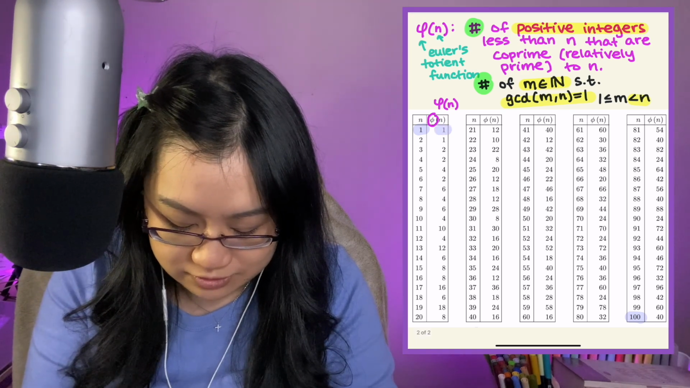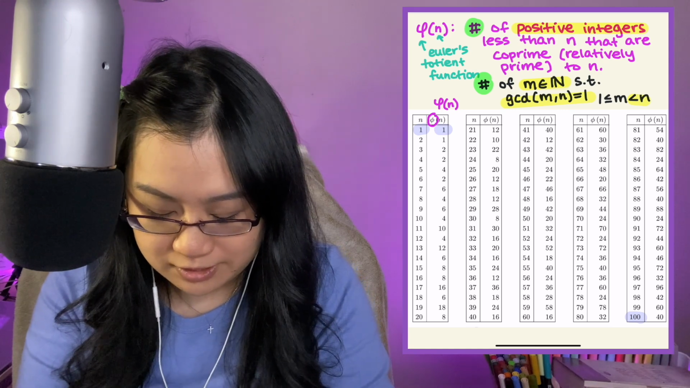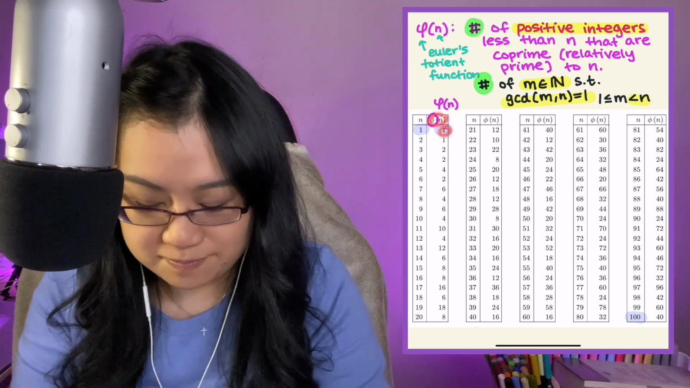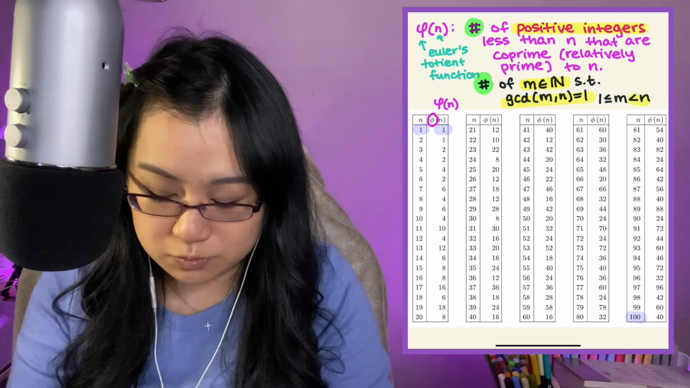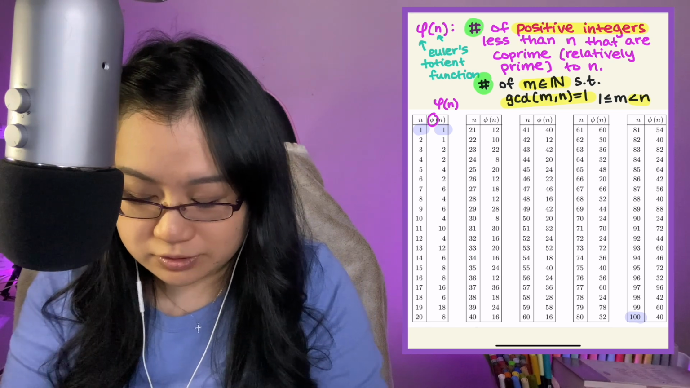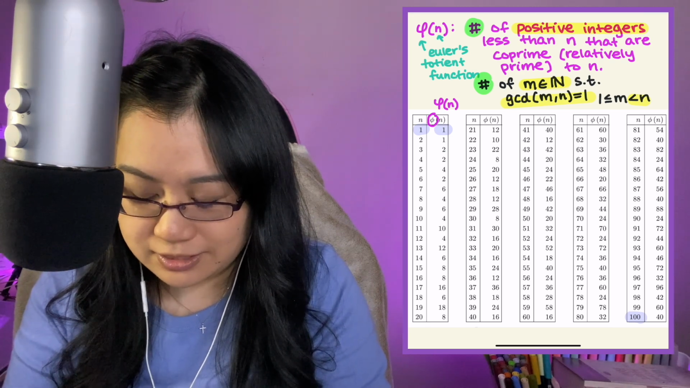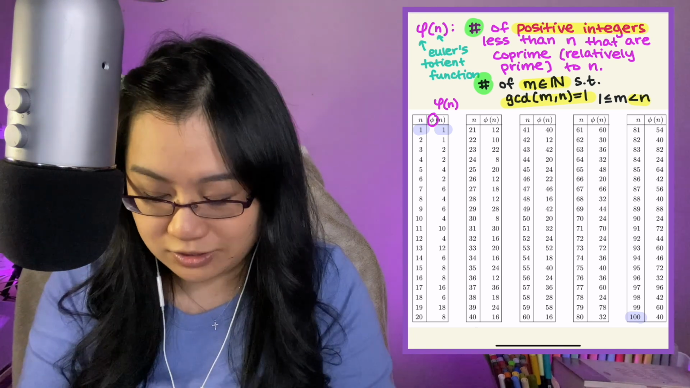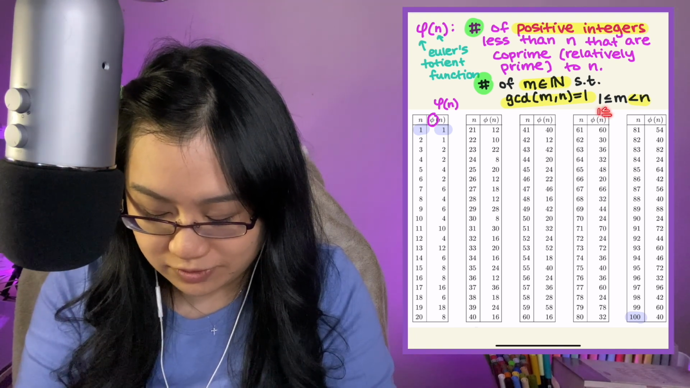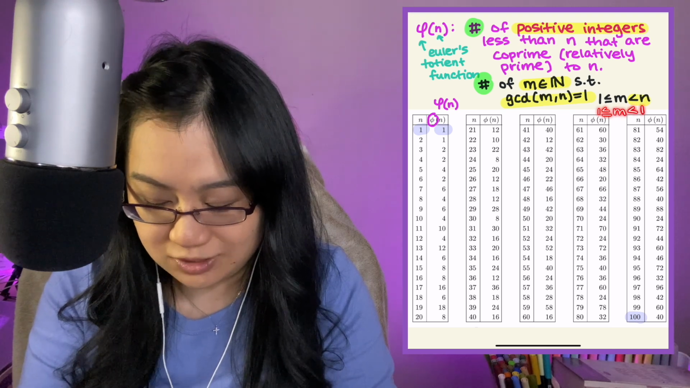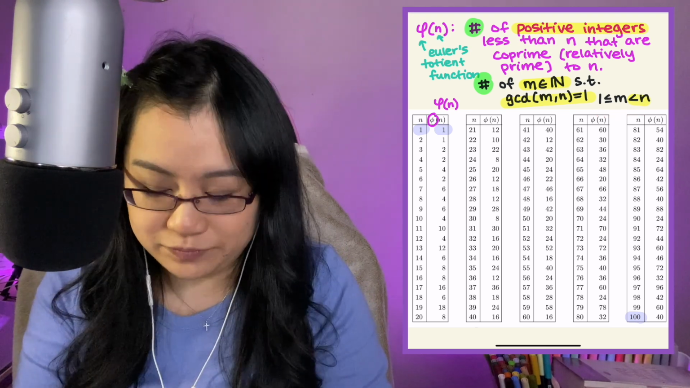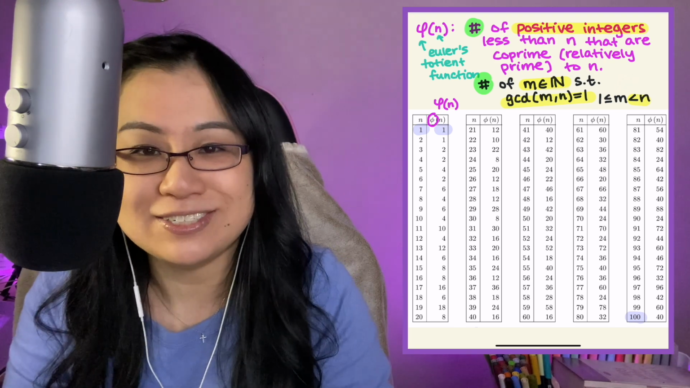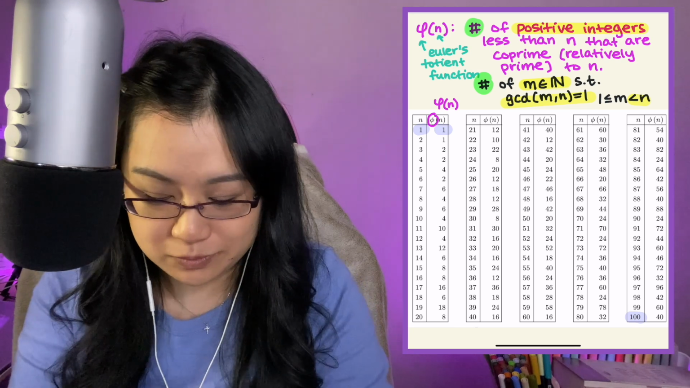You can see here that for n equals 1, phi of 1 is going to be 1. According to our actual definition, we're looking for numbers that are less than n and greater than or equal to 1, but if n is 1, there is no number that is greater than or equal to 1 and also less than 1. So it's not exactly this definition.